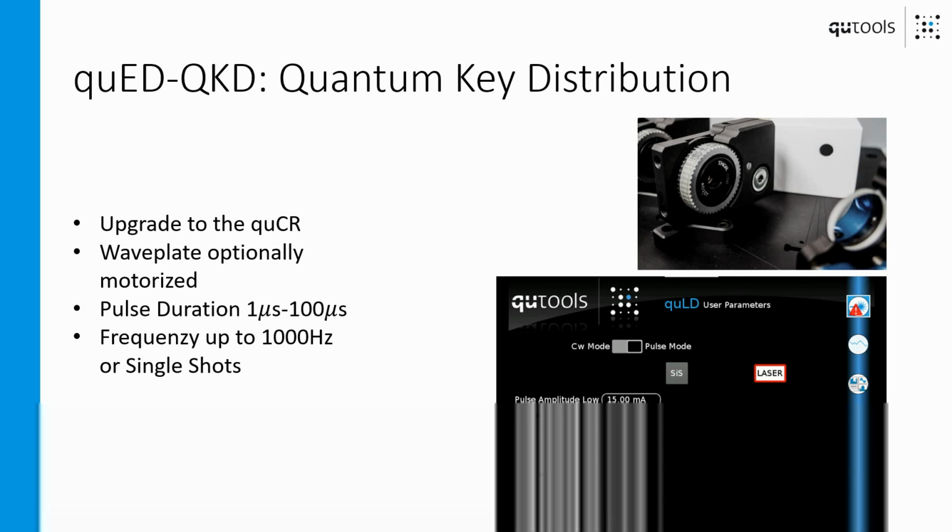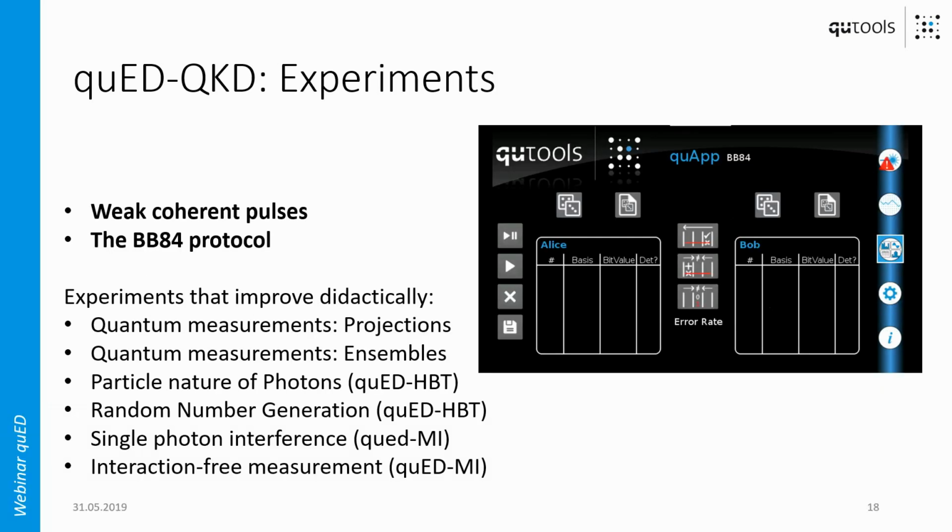Also, you'll get a wave plate which will be optionally motorized as used for Alice in the quantum cryptography experiment. You can actually analyze weak coherent pulses by use of the software, and you can perform the BB84 protocol with all the different classical and quantum steps involved, and generate a key to be used as a one-time pad cryptography.